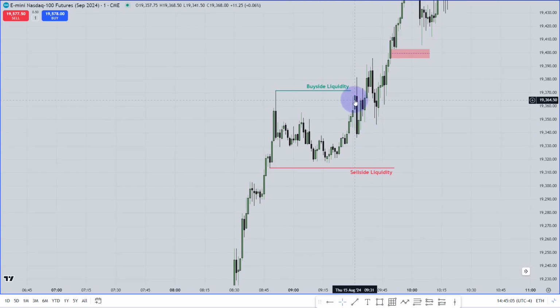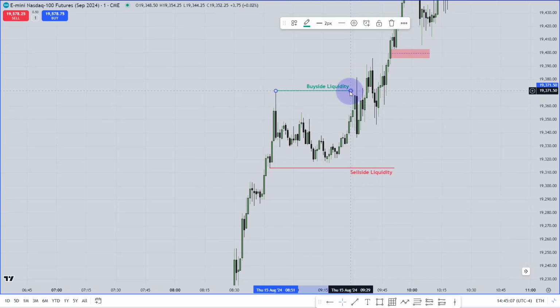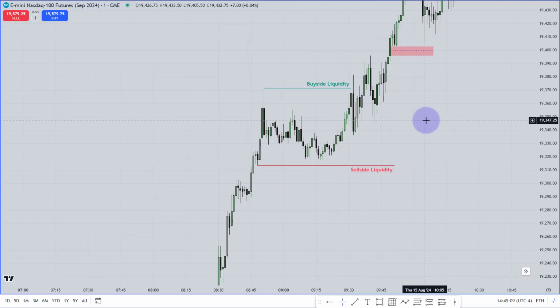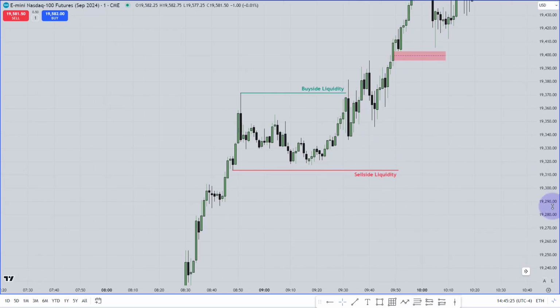This is the 9:30 opening bell. What is my expectation first? That the market will take that high, relatively equal highs, this high and that high. They are relatively equal highs. The market will take those relatively equal highs, then it will go to take those relatively equal lows, this low and that low. They are relatively equal lows. So the market will take those relatively equal lows. That should be my expectation.